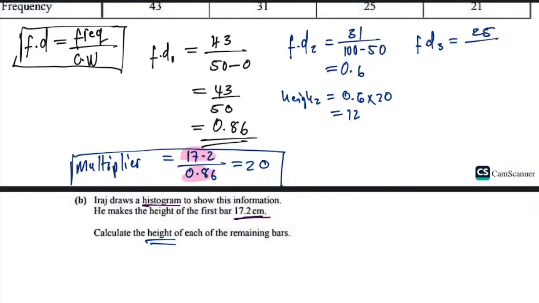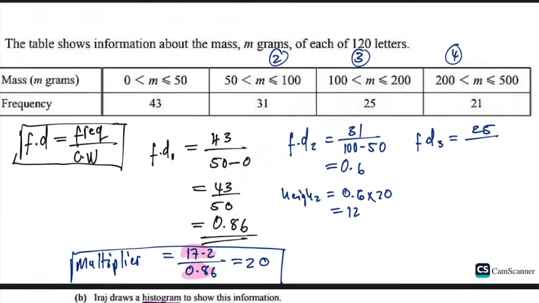So here the frequency density is 25 divided by the class width, which is 200 minus 100. So 25 divided by 100, which is 0.25. Then the height of the third one is going to be 0.25 times 20, which is 5. So this is going to be 5. Anyway, let's get the one for the fourth bar.